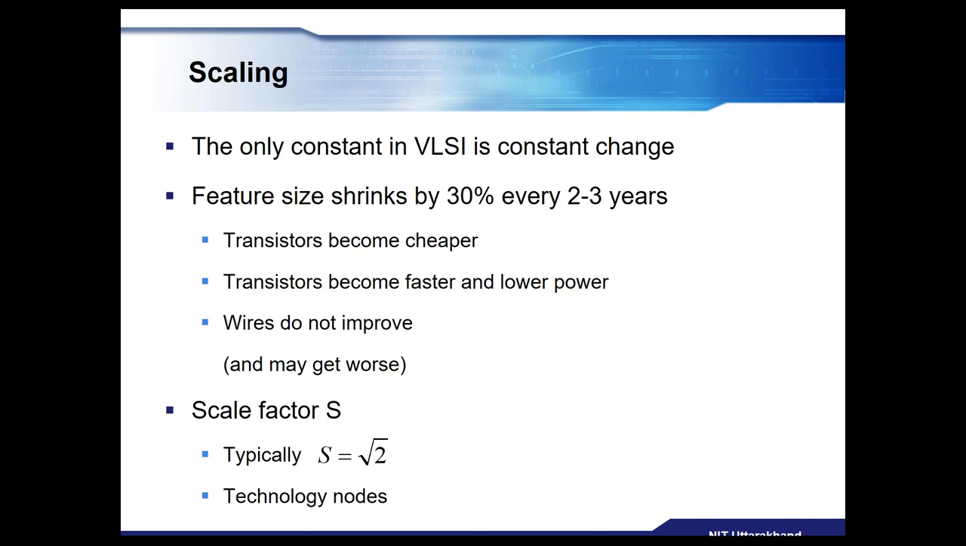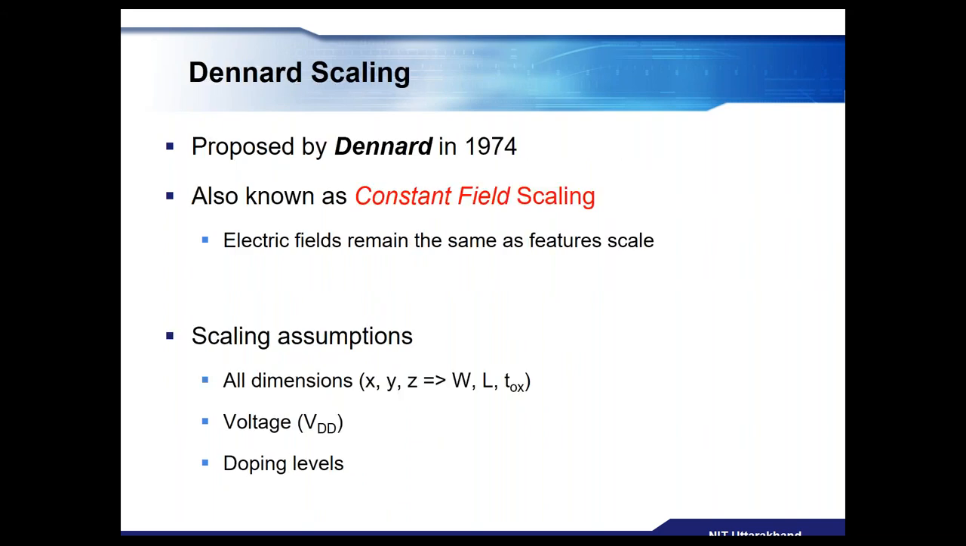Because of that, in 1974 Dennard proposed a constant field scaling method, in which the electric field remains the same as the feature size scales. The assumption is that you have to reduce all the dimensions, not only the horizontal but also the vertical: length, width, oxide thickness, everything. Apart from that, to keep the electric field constant, you have to reduce the voltage with the same scaling parameter. And because of that, you have to increase the doping level.